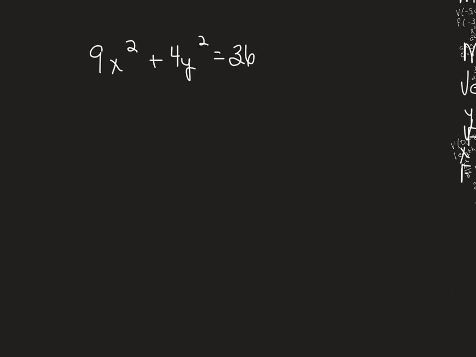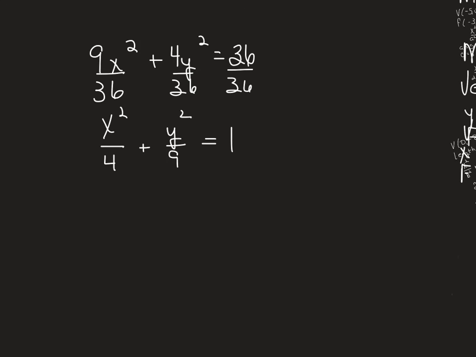Okay, I want to put this in standard form. This is an ellipse. I want to find the vertices and the foci and draw the graph. Now notice in standard form, it's always equal to 1. So I'm going to divide everything by 36, because it has to be equal to 1. So this becomes x squared over 4 plus y squared over 9 equals 1.